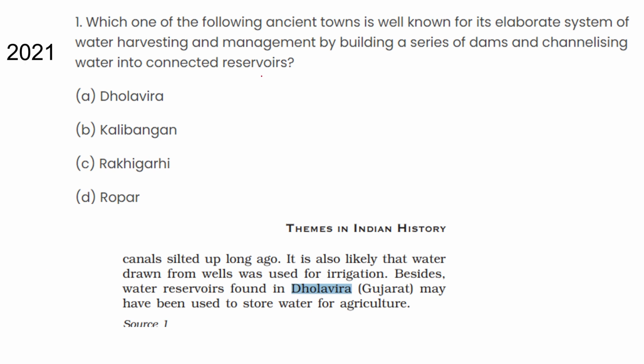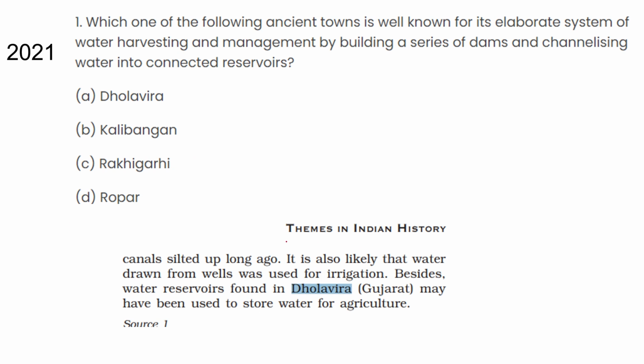So coming to the 2021 question: which one of the following ancient towns is well known for its elaborate system of water harvesting and management by building a series of dams and water channels connected to reservoirs? A, Dholavira, B, Kalibangan, C, Rakhigarhi, D, Ropar.